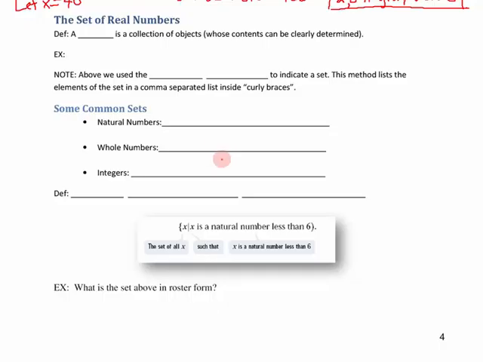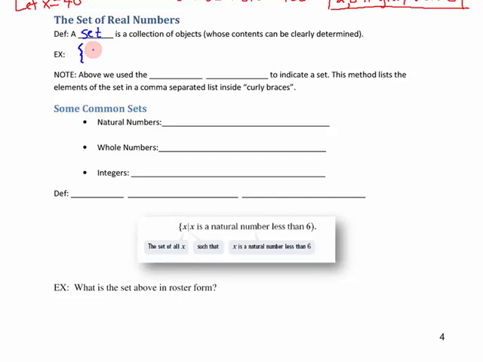The set of real numbers. Let's begin by talking about what a set actually is. A set, by definition, is going to be any collection of objects whose contents can be clearly determined. In mathematics, we most commonly talk about sets of numbers, although we can talk about other types of sets as well. Consider the following set.